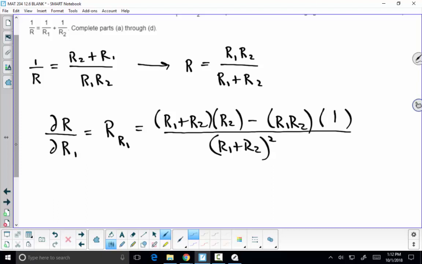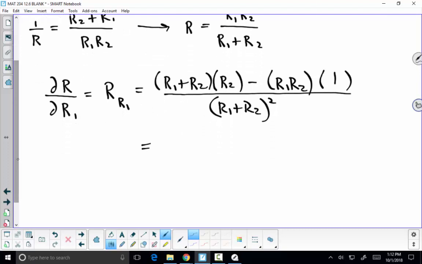And then we're going to get some cancellation, and we're going to end up with r2 squared over this. And I think that's everything, right? Because that r1, r2 will cancel with that. And then we have r, yeah, so we end up with that. Make sense? You got it right.